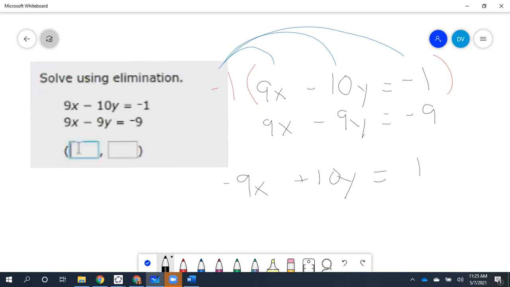The second equation we didn't have to change, so I'm just going to rewrite it. 9x. If you want, you could put a plus there. And negative 9y and negative 9.